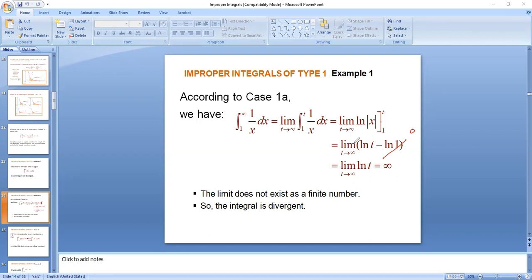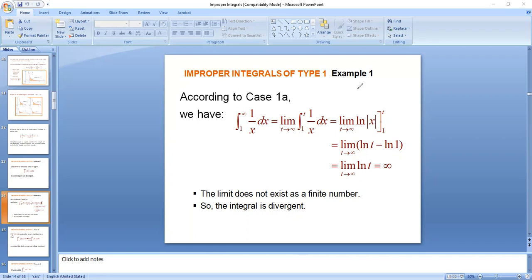So that leaves us with the limit of ln of t. If we substitute infinity to the t, the ln of infinity is infinity. And since it is infinity, we say that the integral does not exist. Since the limit of the integral does not exist as a finite number, we say our integral is said to be divergent. So that's how we apply the concept of convergence and divergence to improper integrals. If your answer here would have been a real number, then the integral is said to be convergent.